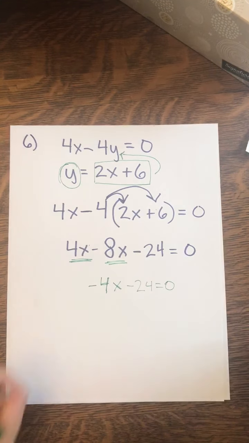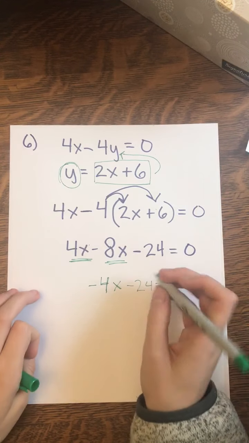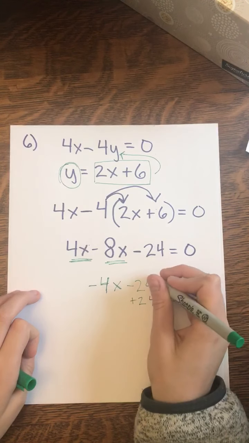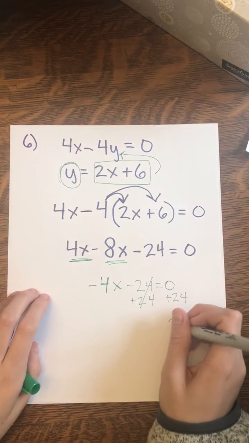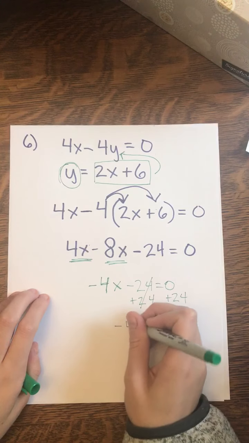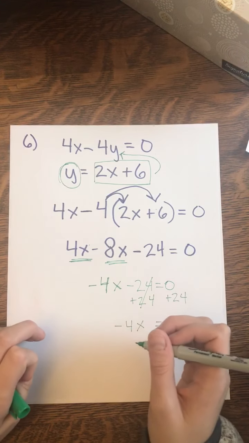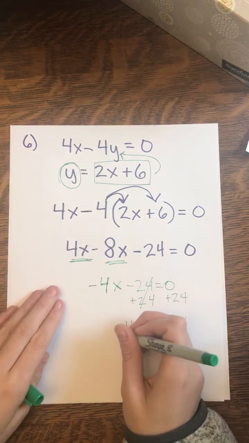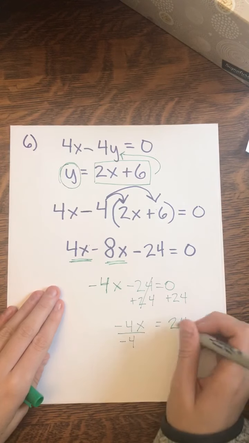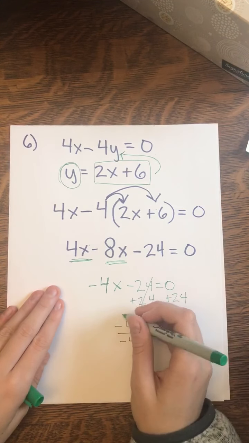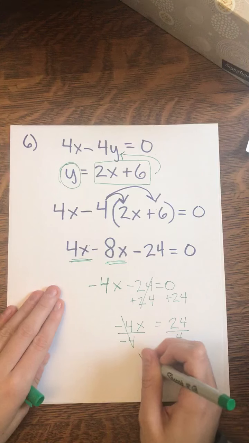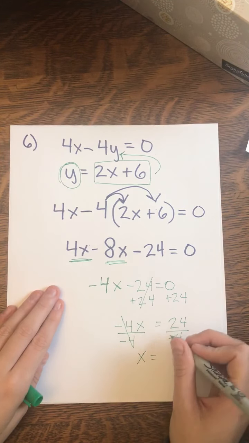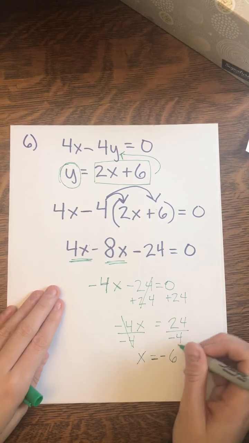Well, I want variable on one side, whole number on the other. The opposite of subtracting 24 is adding 24. So I'm going to add 24 to both sides. And minus 24 plus 24 cancel. And I get 24 equals negative 4x. Perfect. And then the opposite of multiplying by negative 4 is dividing by negative 4. So I'm going to divide both sides by negative 4. Negative 4 divided by negative 4 is positive x. Same signs, positive. And then 24 divided by negative 4 is negative 6.